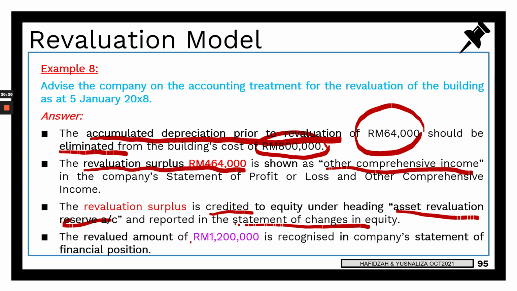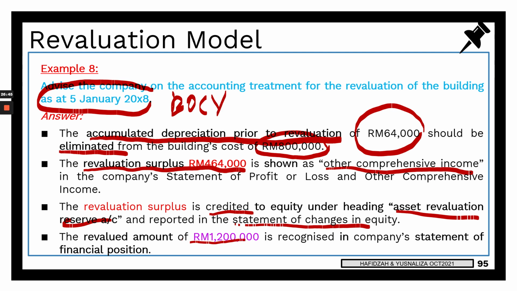The last one is to mention about the revalued amount that is recognized in the company statement of financial position immediately after the revaluation at the beginning of the year. So this is happening when? On 5th of January, beginning of the current year. So we are just looking at the one as at 5th of January.